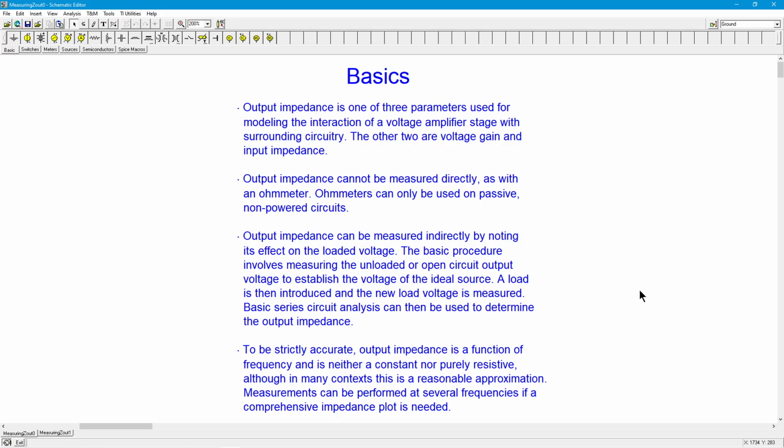The issue is you cannot use an ohm meter. Ohm meters can only be used on passive circuits, and obviously our amplifier is an active powered circuit. An ohm meter works by sending out a little current into the circuit under test that creates a voltage. We can measure that voltage and relate it back to whatever the resistance is. And of course, those are specifically designed for DC measurements. Impedance is really an AC characteristic.